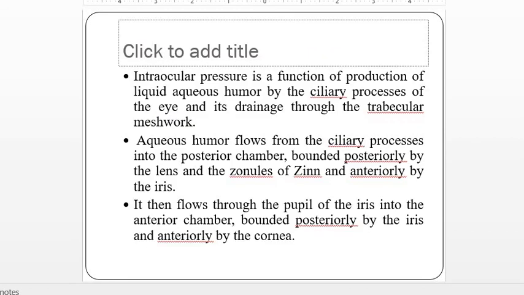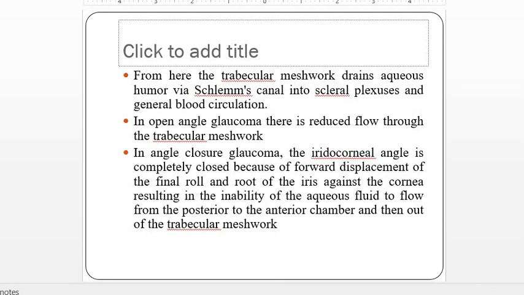It then flows through the pupil of the iris into the anterior chamber, bounded posteriorly by the iris. You can relate these in the figure by observing it yourself. These are the most important factors regarding the intraocular pressure. From here, the trabecular meshwork drains aqueous humor by the Schlemm canal into the scleral plexus and general blood circulation.